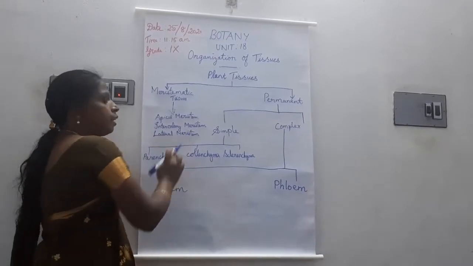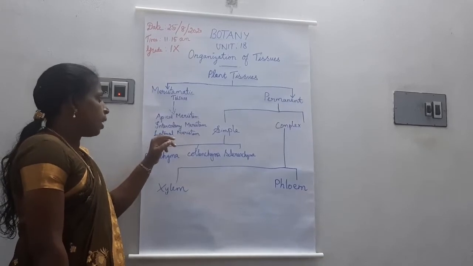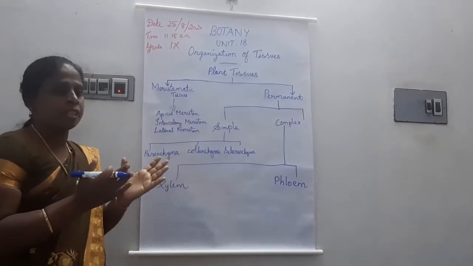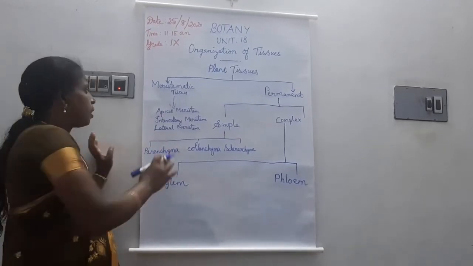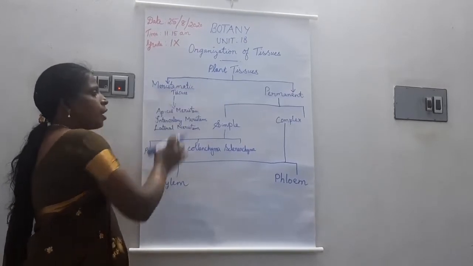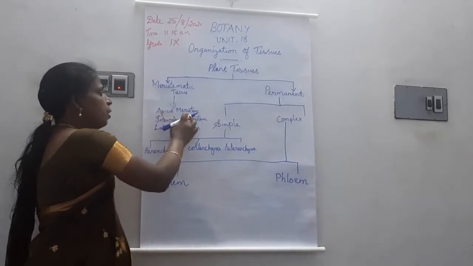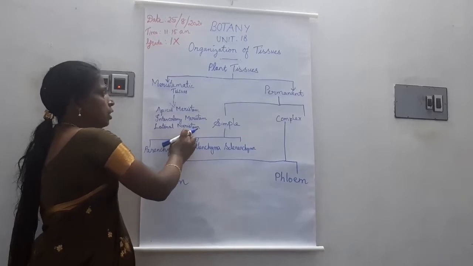Third one is lateral meristem. What is lateral meristem? This meristem is present in the lateral side of the stem. It increases the width of the stem. That is lateral meristem. So based on the position, the meristematic tissues can be classified into three types. They are apical meristem, intercalary meristem and lateral meristem.